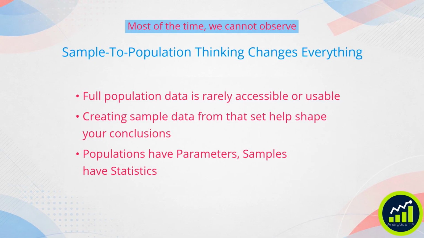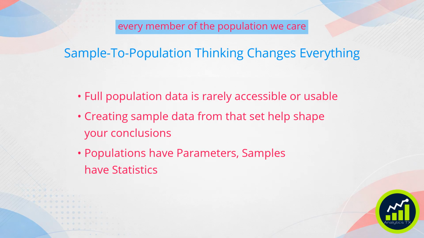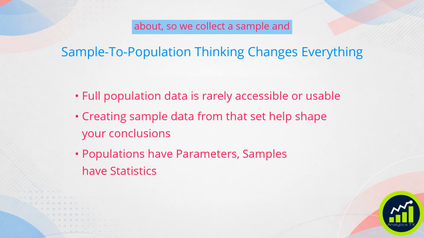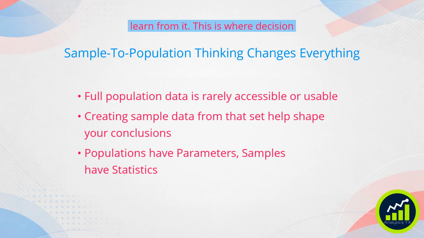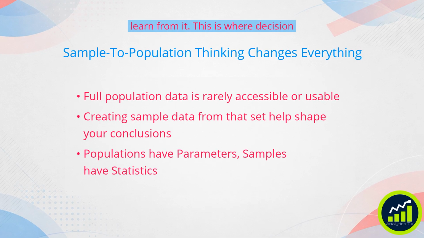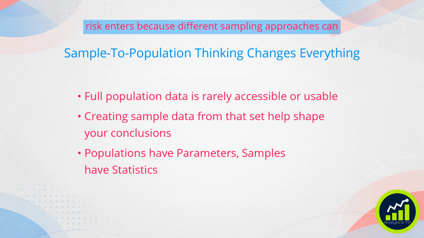Most of the time, we cannot observe every member of the population we care about, so we collect a sample and learn from it. This is where decision risk enters, because different sampling approaches can produce different pictures of the same population.